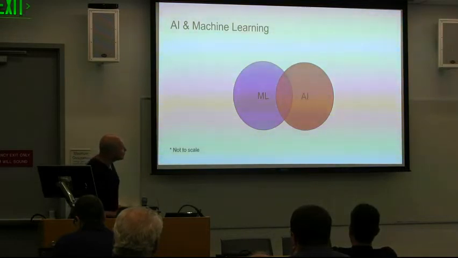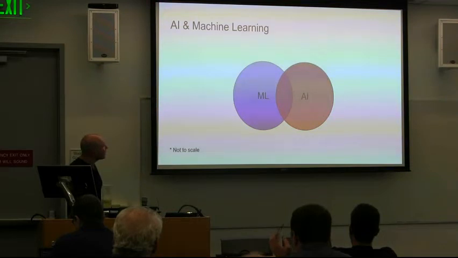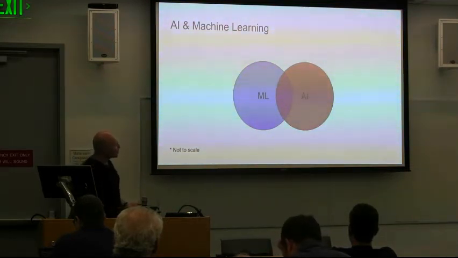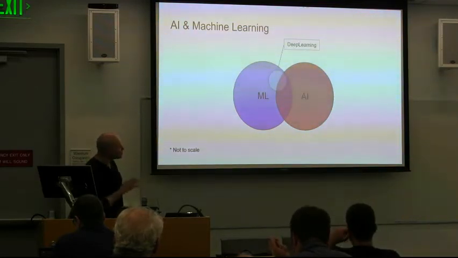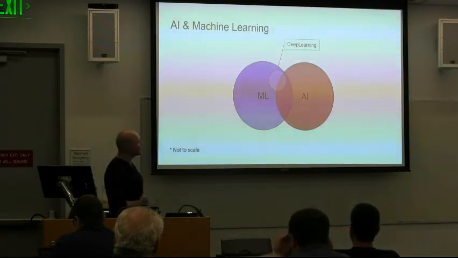Just a bit of context here. I'm not going to talk about machine learning or AI. If you have any questions, I'll be more than happy to try to answer them. But I want to just define a bit the scale that we're looking at.